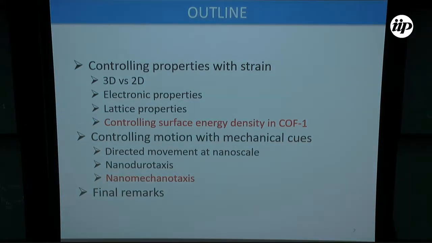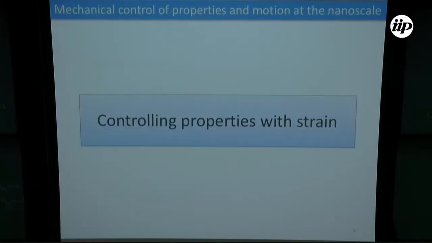And I'll divide the talk in two parts. I'll talk a bit about the work we've done in each of these areas. The first one is about controlling properties with strain, and I'll talk a bit about some general work in the field and why it's interesting to study this in the nanoscale, in 3D materials especially. And the second part, which is a bit shorter, and I think there is also less work in this kind of field, I'll talk a bit about controlling motion using mechanical cues. And then I'll have some final remarks summarizing the talk.